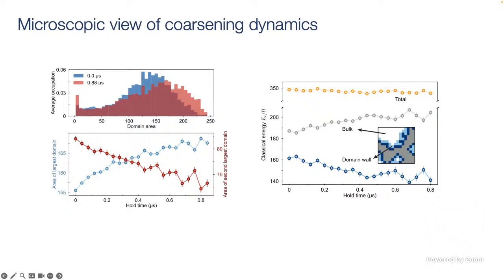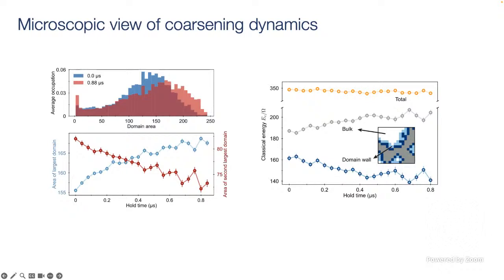Microscopically, as these domains are growing, what's going on? How is energy conservation satisfied? To do that, what we can look at is the total energy of the system as a function of time. From snapshot data, we only have access to the classical part of the energy, the ZZ terms, and not the X term. And we can divide this energy into two pieces. There is some contribution to the energy cost which comes from the domain walls, and some contribution which comes from spin flips within a domain. That's what we call the domain wall and the bulk contribution.